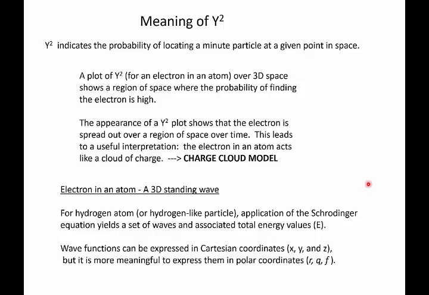Now the appearance of the Psi-squared plot shows that the electron is really spread out over a region of space over time. This leads to a useful interpretation, namely that the electron in an atom behaves like a cloud of charge. Thus we have, and this is really the modern model of the atom, the charge cloud model. It's a model that depicts the electron as a cloud of negative charge.